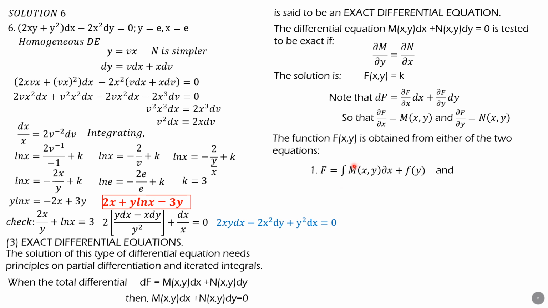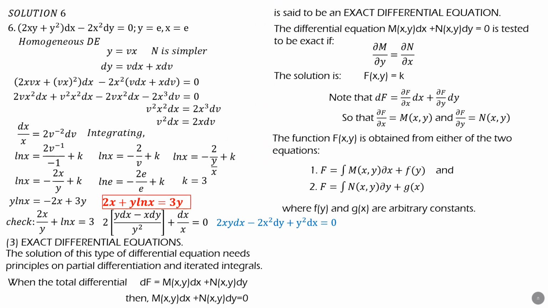And f is integral of n function of xy partial of y, then plus g of x. So again, this f of y and g of x are called arbitrary constants. And specifically, f of y should be a function of y alone, and g of x function of x alone. So that's the theory behind exact differential equations.